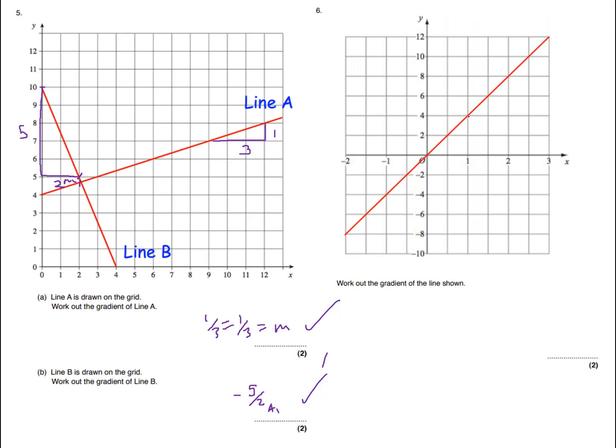Right, be careful here. There's a nice little triangle here, but can you see how far up it is by the scale? That's going up in 2, so that is actually 4. Now can you see from here to here it's 2 squares, but it's actually only worth 1 on this scale. So that gradient is 4 over 1, and that equals 4.